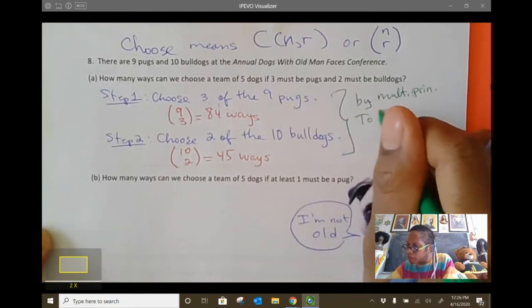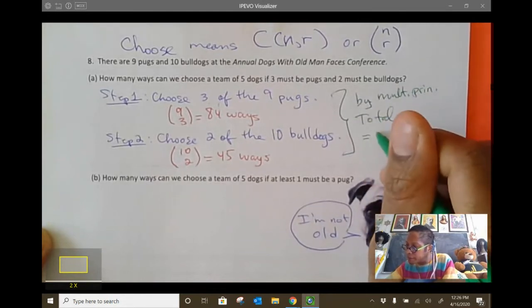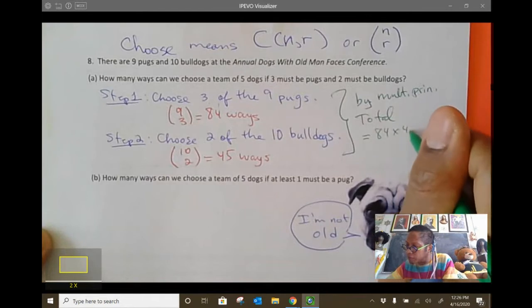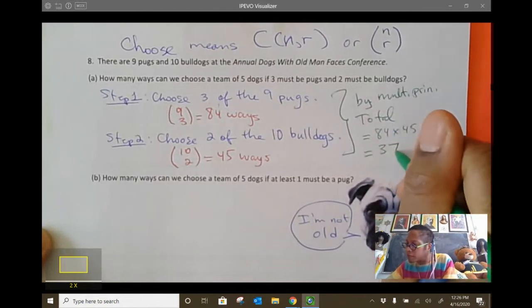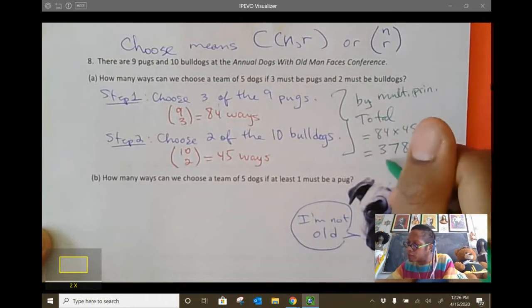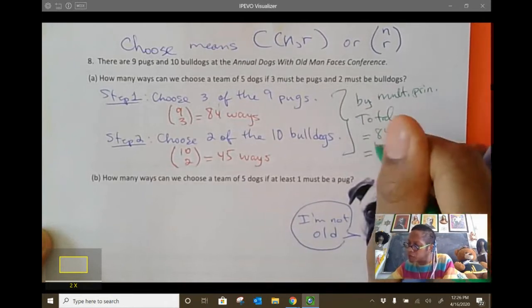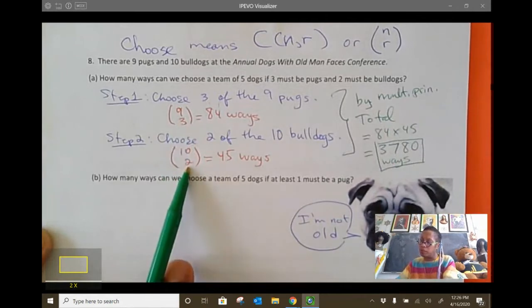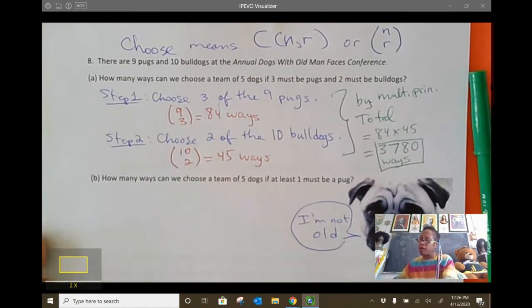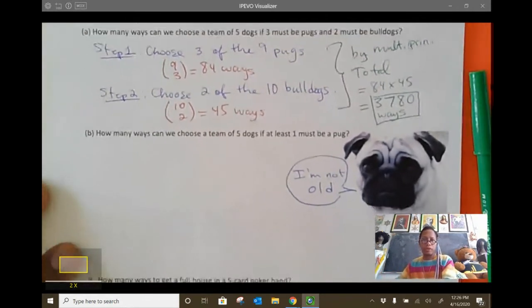We have the total is 84 times 45, which equals 3,780 ways. That's how many ways we can choose a team of 5 dogs, 3 of which are pugs, 2 of which are bulldogs. Okay, so let's get to a harder quiz question.